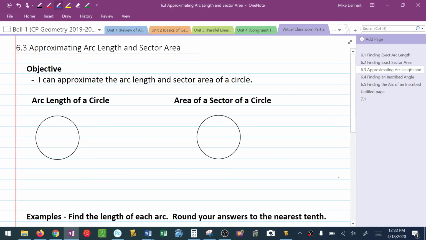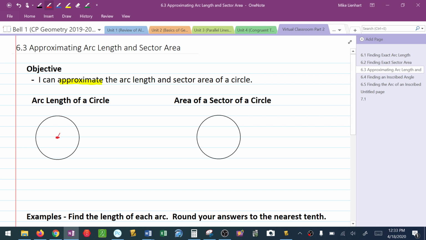Okay, this video is about approximating arc length and sector area. Because we're now going to be approximating, in these formulas we're actually going to use pi as an approximated value in order to give the arc length or the area of a sector of a circle, and we're going to round to the nearest tenth in most cases. All right, so let's review the two formulas first.